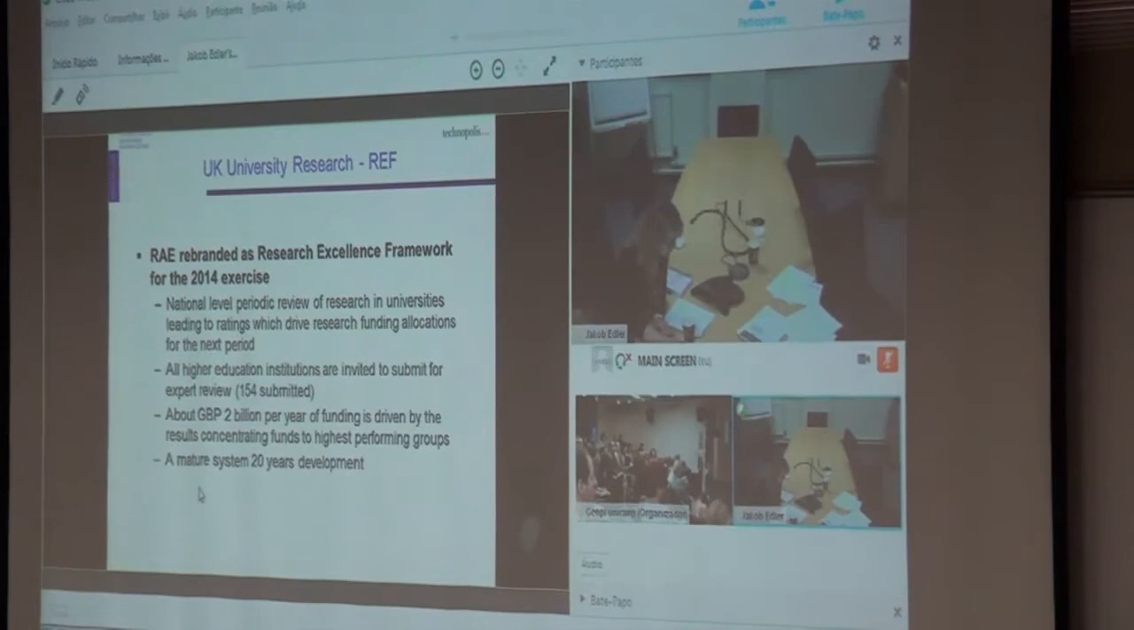The exercise as a whole is used to drive the distribution of about £2 billion British pounds per year. So it is driving quite a big budget, and as I said, concentrating that to the highest performing groups. Which means that if your groups in your university do not get a good outcome, then it means that they will not receive either any funding or very low levels of funding for the next period, which can be quite a number of years to come. So it can have some quite serious implications for universities if they have funding reducing over the next period.